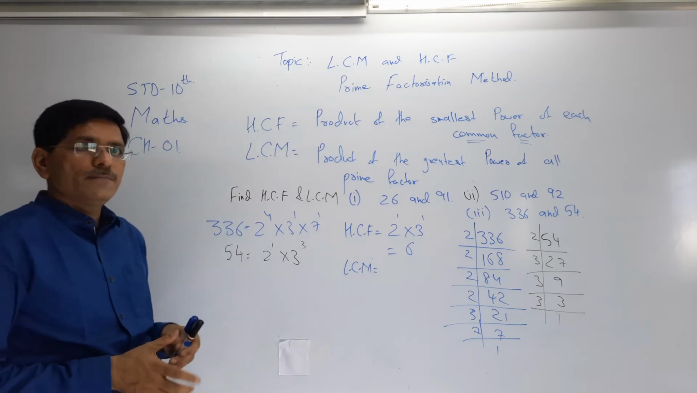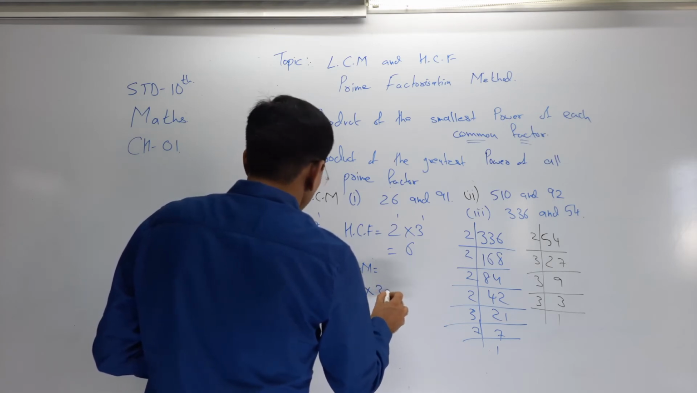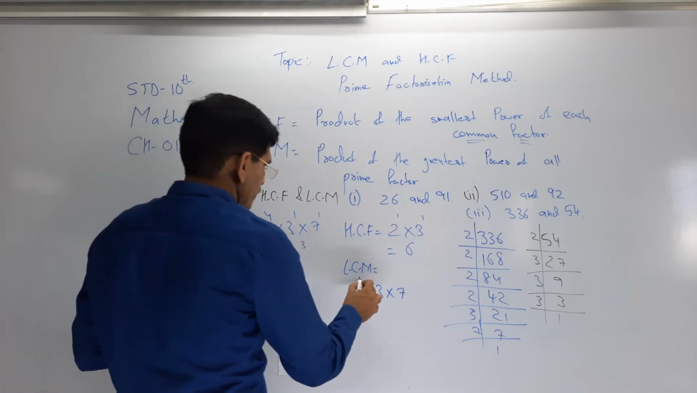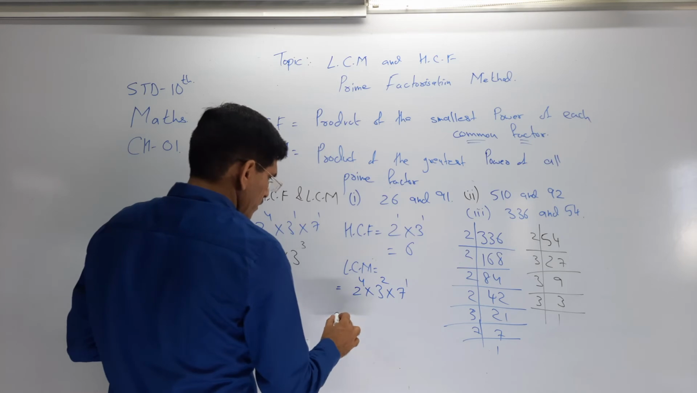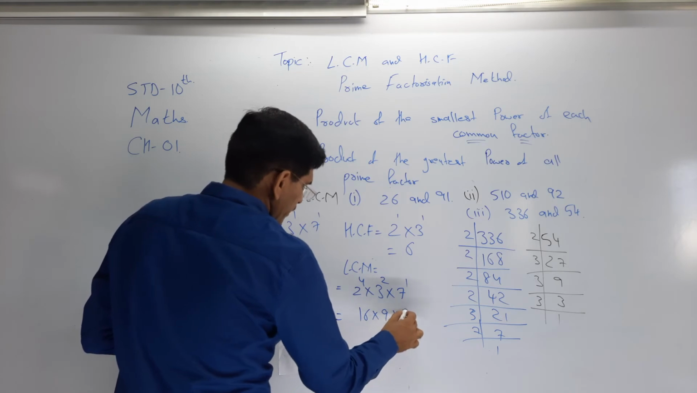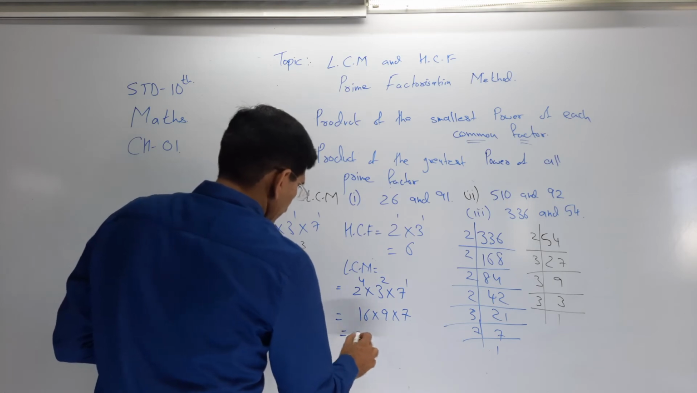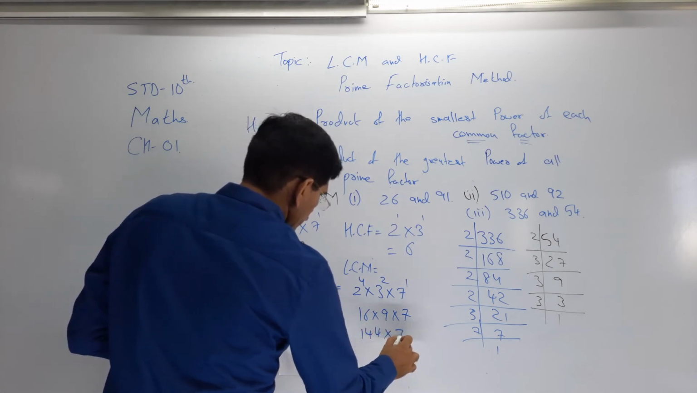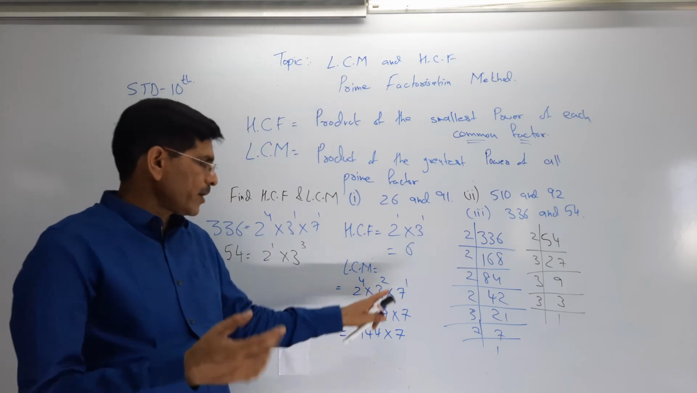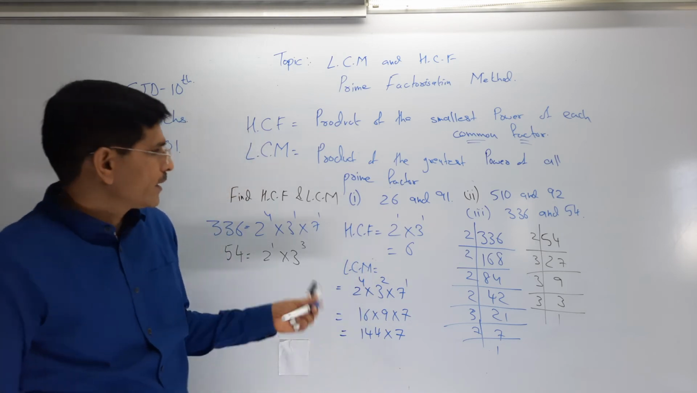I have to write over the prime factors, that is 2 into 3 into 7, with the greatest powers, so 4, 3 and 1. So 2 to the power 4 is 16, 3 to the power 3 is 27, into 7. 16 into 27 is 432, into 7 we have to do. Write this now.